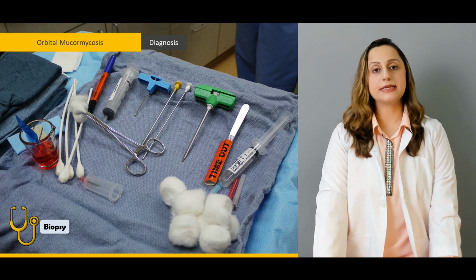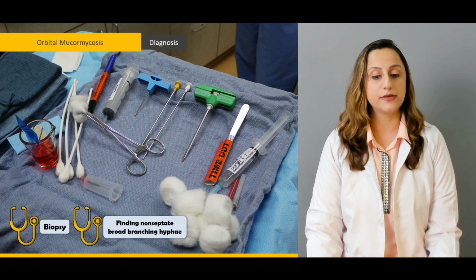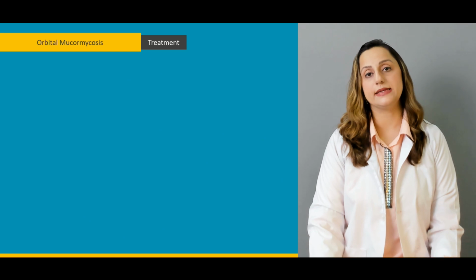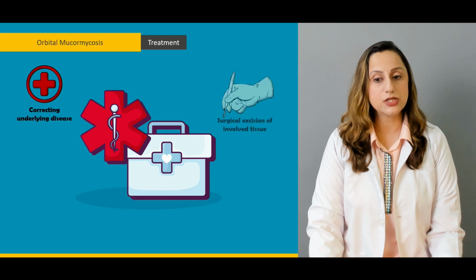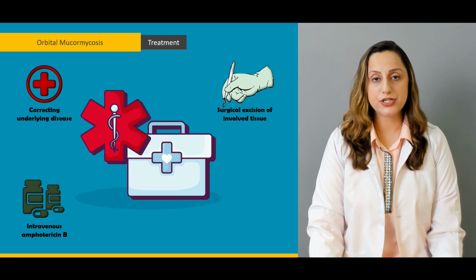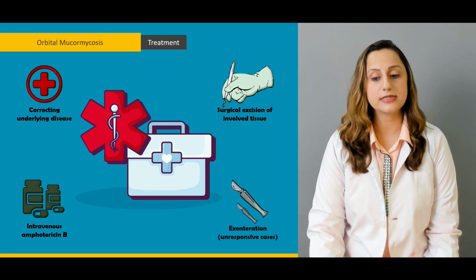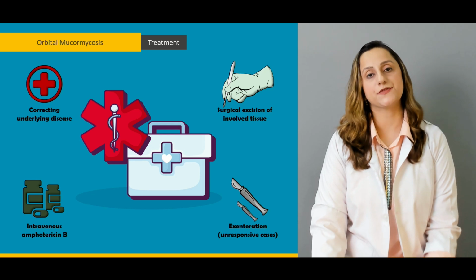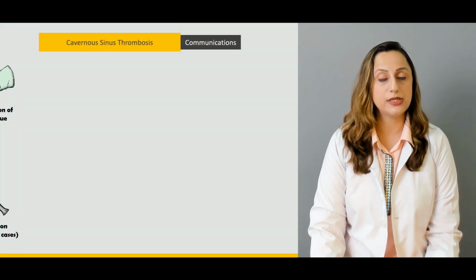The final diagnosis is based upon the biopsy taken of the eschar. Finding non-septate, broad, branching hyphae is the major finding when you look at the biopsy features and the histological features of fungal infections. The treatment would consist of correcting the underlying disease in these individuals, surgical excision of the involved tissue, and intravenous amphotericin B, which is the systemic treatment given to these patients. Exenteration is for the unresponsive cases, that is, you'd revert to surgical intervention in patients who are not responding to systemic therapy.